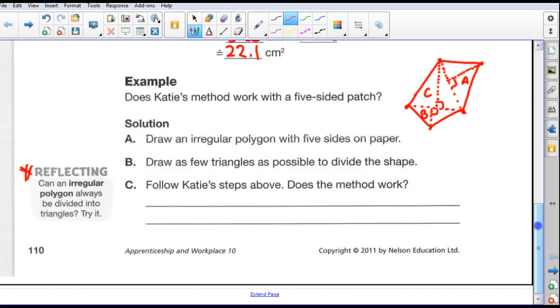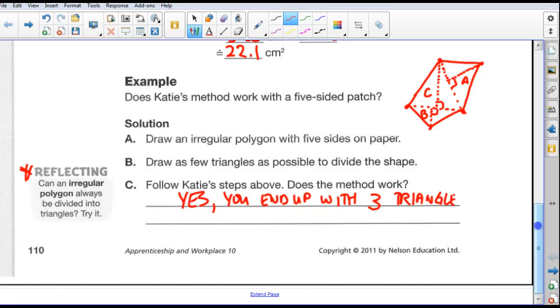So can I do it? Draw as few triangles as possible to divide the shape. Well, with the 5-sided one, I found 3. Follow Katie's steps above. Does the method work? The answer is yes. You end up with 3 triangles.